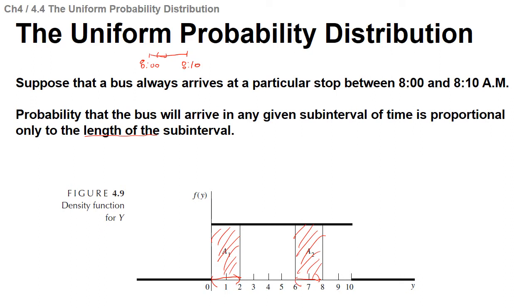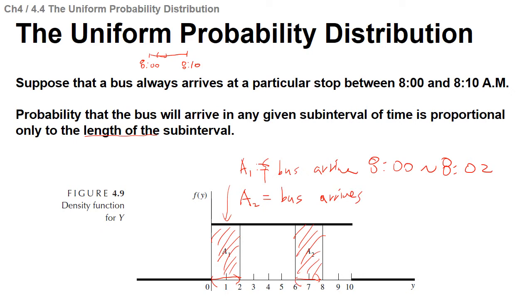Let us say that for event A1, the bus arrives between 8 and 8:02, and for the second event A2, the bus arrives between 8:06 and 8:08. Then what would be the probability of each event? You can assume a uniform probability distribution for this case.